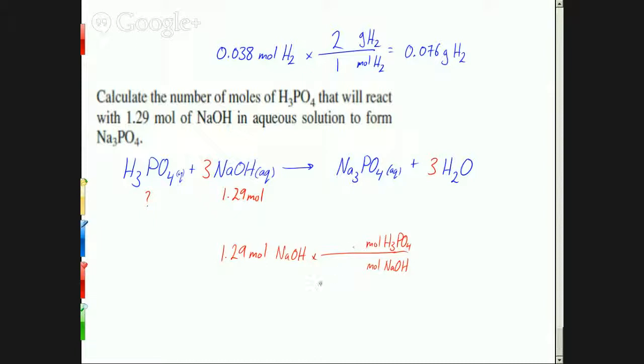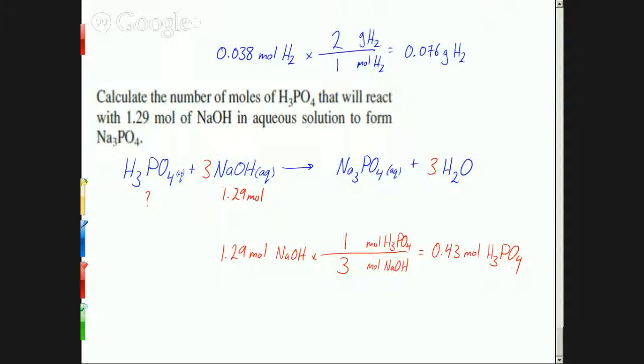And how do we find the numbers that go in here? Yeah, looking at the numbers from the equation. So we've got 1 of these for every 3 of these. That's what the equation tells us. 1 phosphoric acid for 3 sodium hydroxides. And divide that by 3. And that's what, 0.43? Okay. So for every 1.29 moles of sodium hydroxide in this reaction, we need 0.43 moles of phosphoric acid to get them to react.